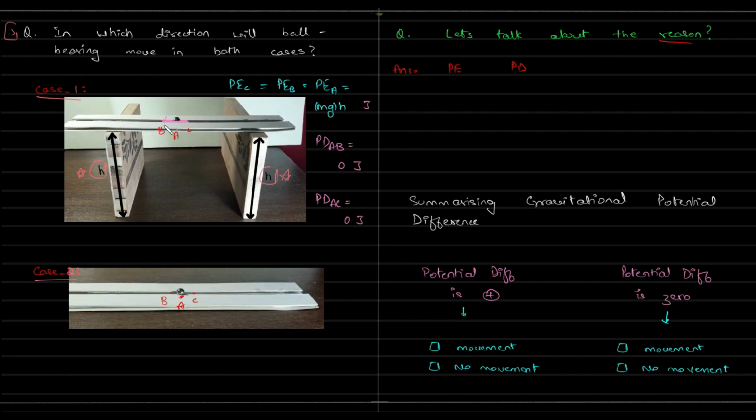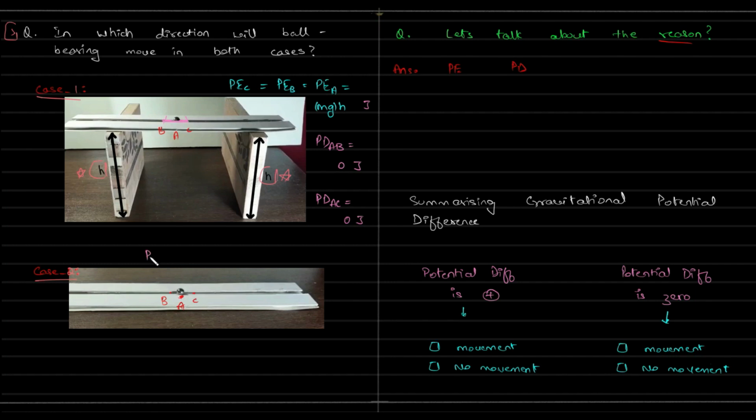If we place an object at rest at a point where the potential difference around it happens to be 0, then the object will continue to be at rest, right? So similarly, let's explore case 2.